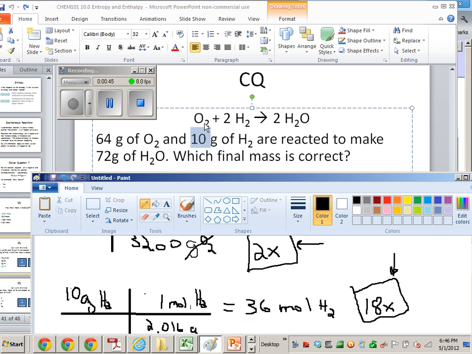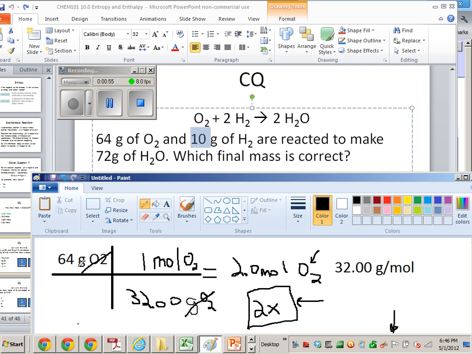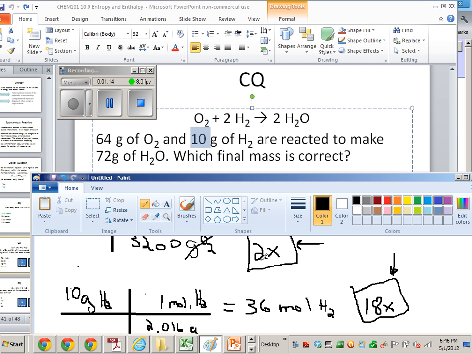So as it turns out it is. If you just check, you'll find that there's 2 oxygens on either side, 4 hydrogens on either side, so this is balanced. Next, we're going to convert from masses to moles. So we calculate the formula mass using the periodic table, and we get that the molecular mass of oxygen, O2, is 32 grams per mole. So 64 grams is actually 2 moles of O2.